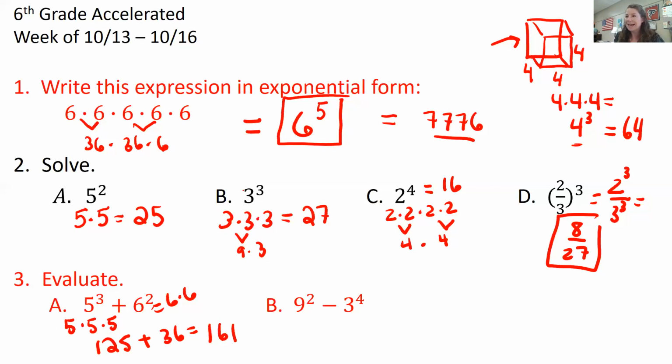So what about 9 squared? What is 9 times 9? 81. And what is 3 to the 4th power? Well, we already know that 3 to the 3rd power is 27. And 27 times 3 is 81. So guess what? 9 squared minus 3 to the 4th is? It's 0. 81 minus 81 is 0.